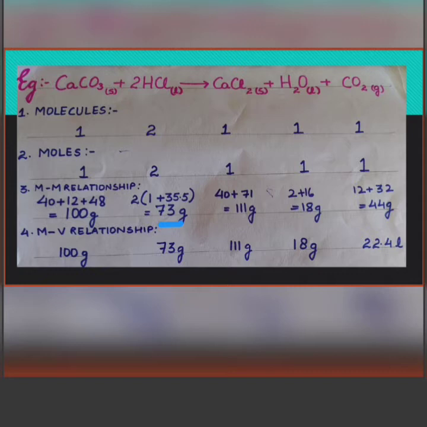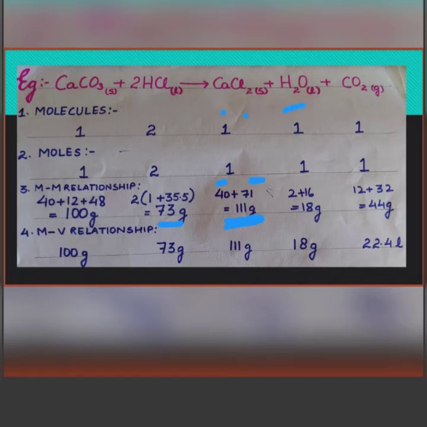Let us come to calcium chloride. One atom of calcium and 2 atoms of chlorine are participating in this. The atomic mass of one atom of calcium is 40 and of chlorine is 35.5. There are two atoms, so 35.5 into 2 is 71. We add these two: 40 plus 71 is 111 grams.